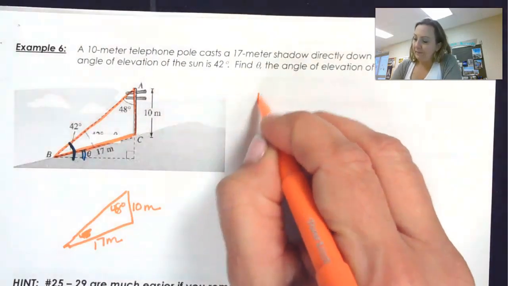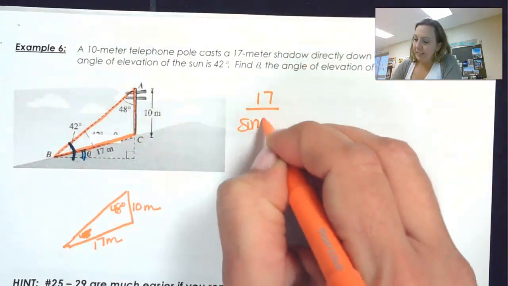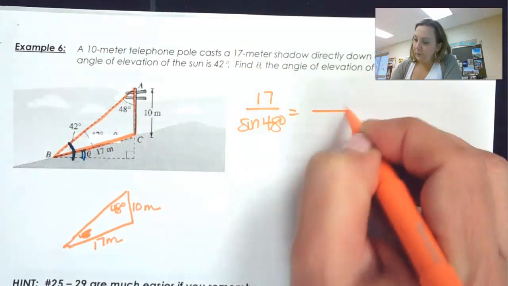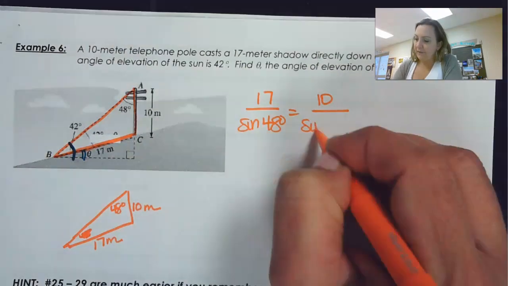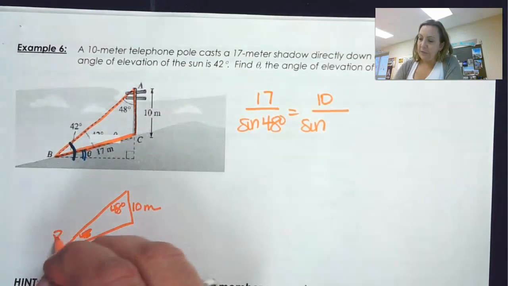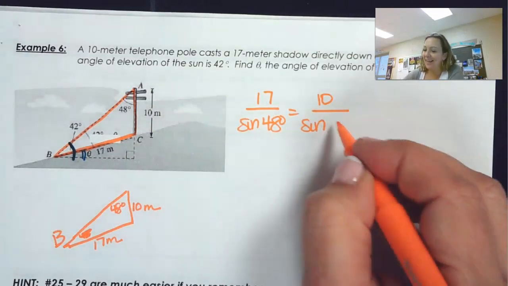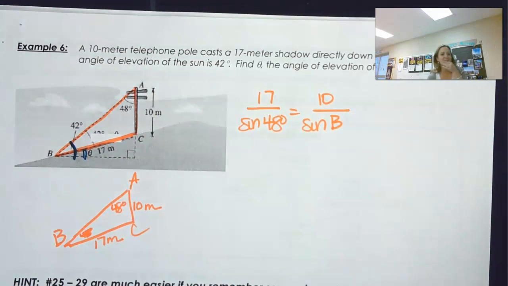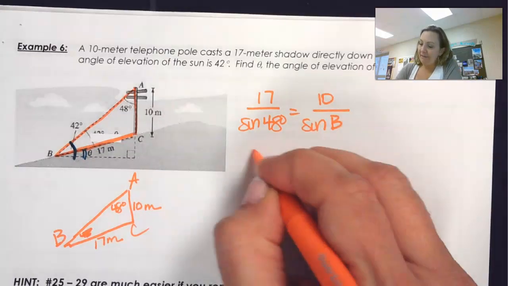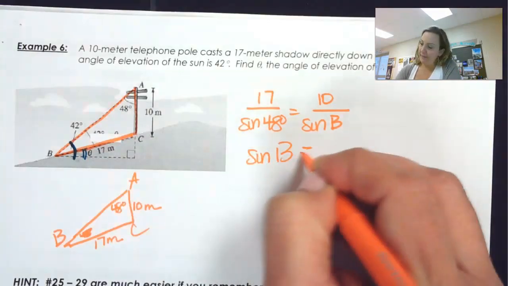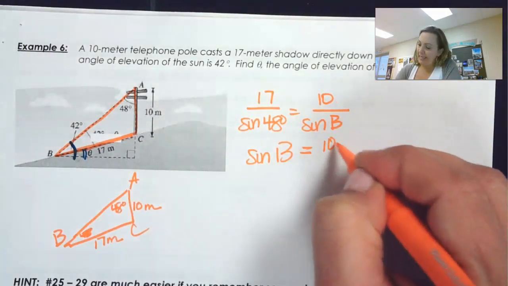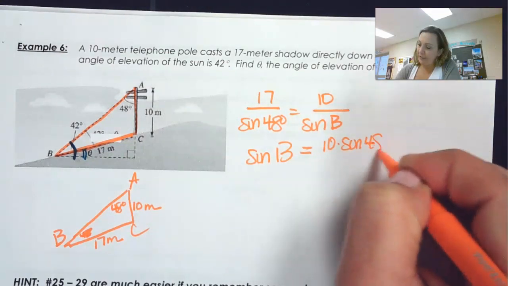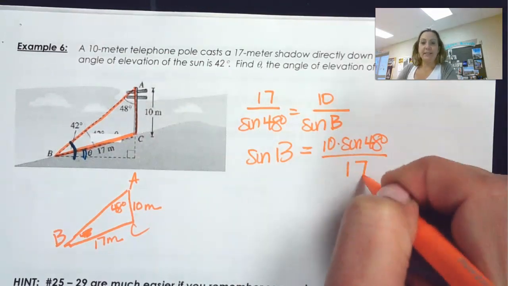So I'm going to take 17 over the sine of 48 degrees equals 10 over the sine of, I don't know what this is. Sorry, so I guess I should label that. I'm going to call that angle B, because that's how it's labeled in the picture in that triangle ABC. And so I find that the sine of B is going to be 10 times the sine of 48 degrees over 17.